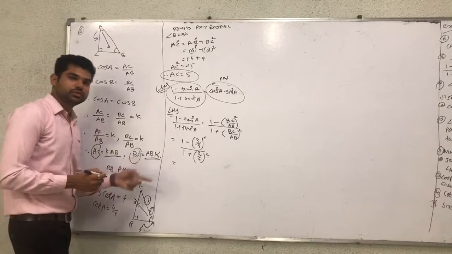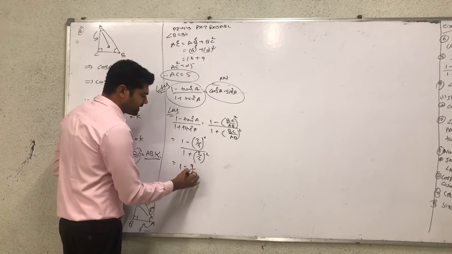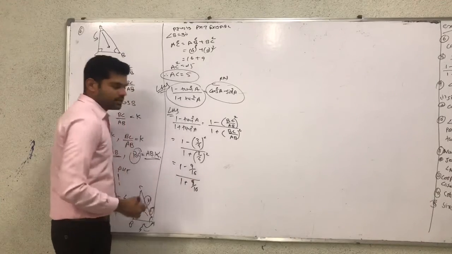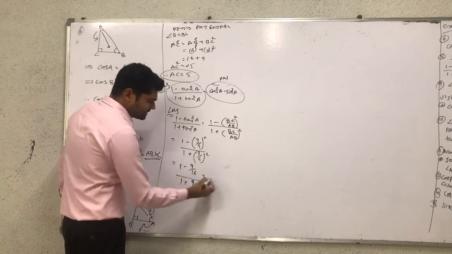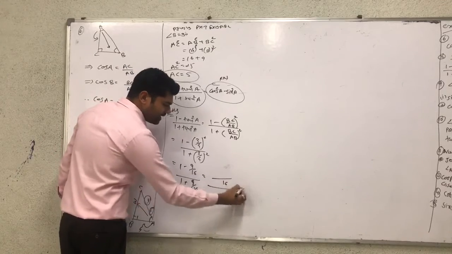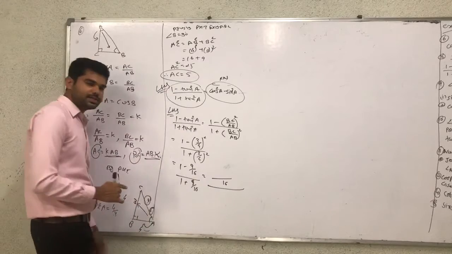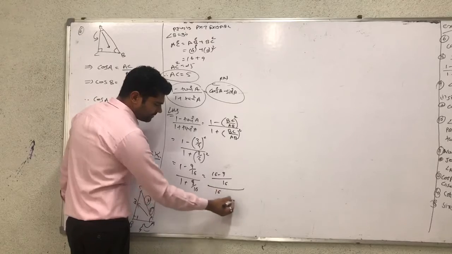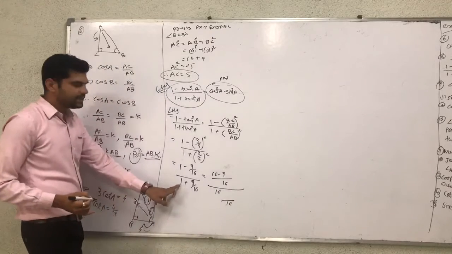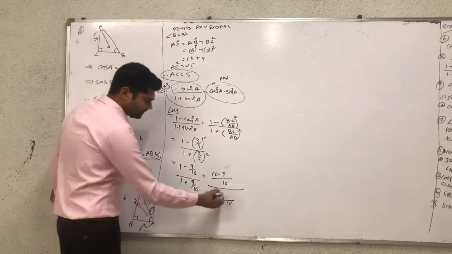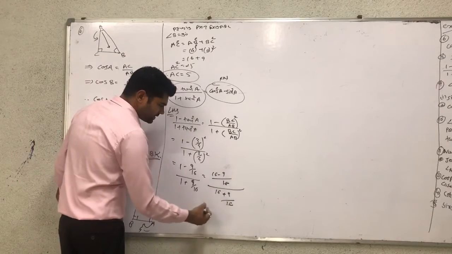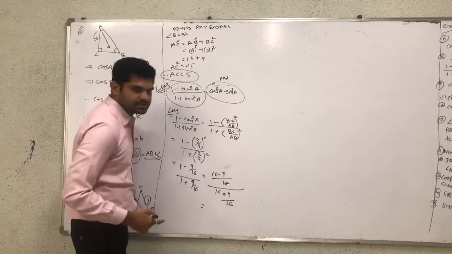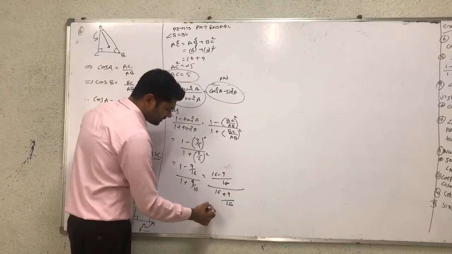3 square is 9, 4 square is 16. Therefore 1 minus 9 divided by 16, over 1 plus 9 divided by 16. Now the LCM is 16. In the numerator, 16 into 1 minus 9. In a similar way, the LCM is 16, 1 multiplied by 16 plus 9. So 16 and 16 cancel, both denominators will be cancelled. The remaining part is 16 minus 9. The answer is 7.